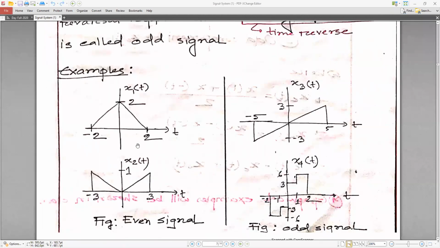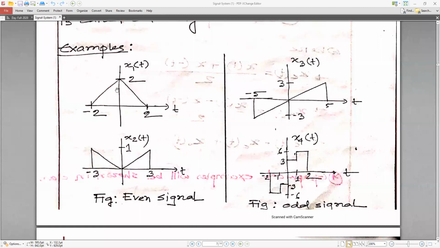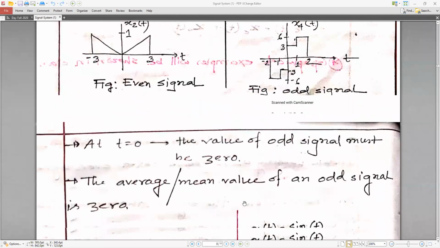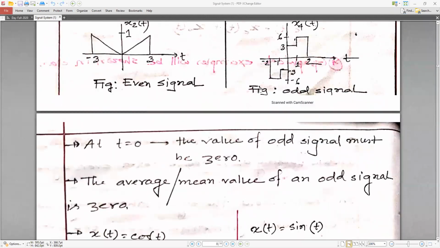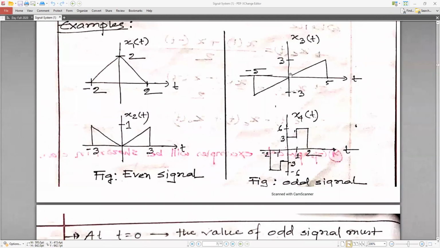These are the examples. See this. These are the even signals, and these are the odd signals. See, the amplitude has been changed. We have discussed it last class. At t equal to 0, the value of the odd signal must be 0. See this, the value of the odd signal must be 0 at the time of 0.